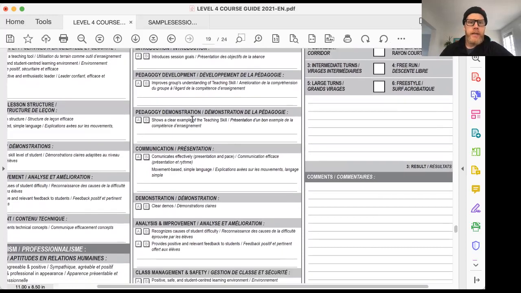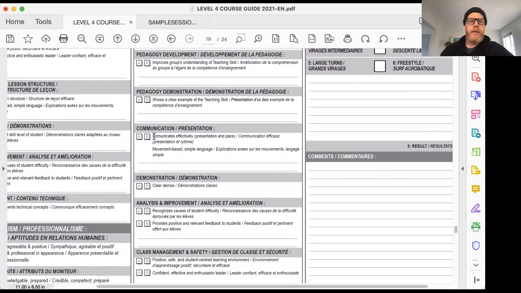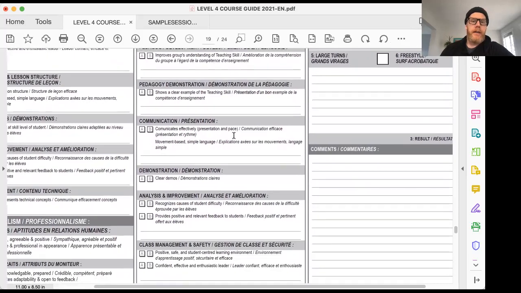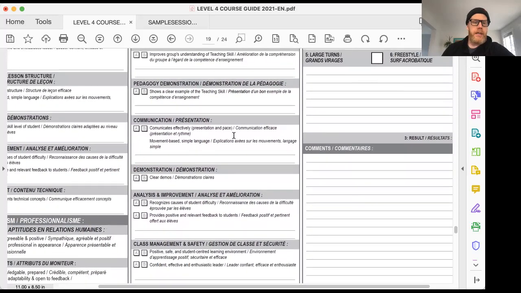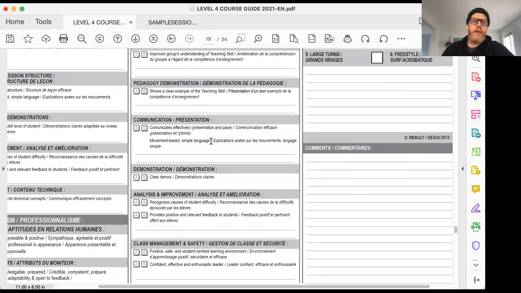Pedagogy demonstration: are you showing a clear example of the teaching skill in action as you work through that session? Is your communication effective? Presentation, pace, method of presentation, language used, keywords, concise, specific, all of those things. And is it movement-based and simple language? An example that we often talk about is zeroing in on a part of the body at a part of the turn or a part of the maneuver. Simple things that carry over from your lessons and your teaching into your instructor training sessions.